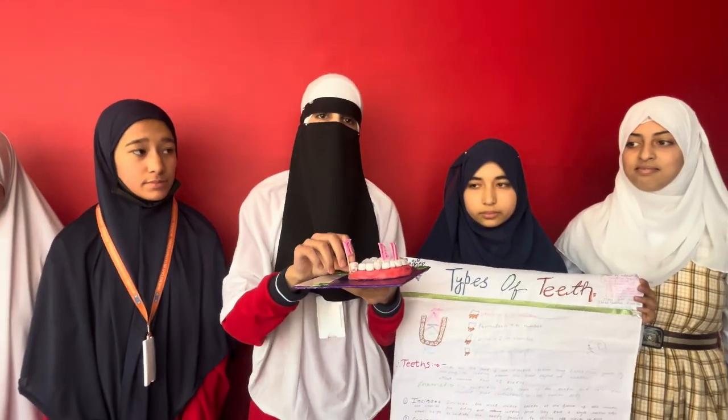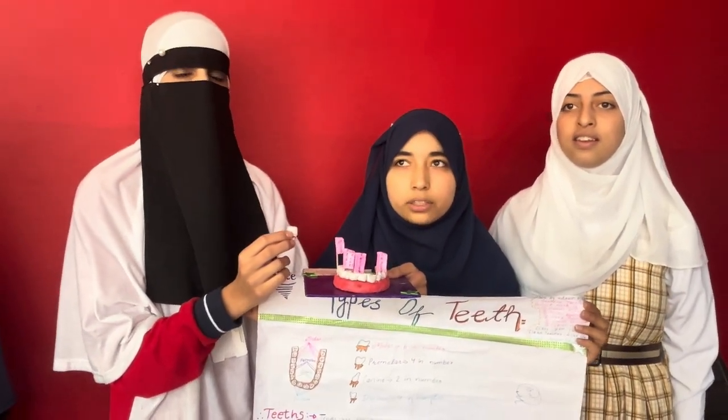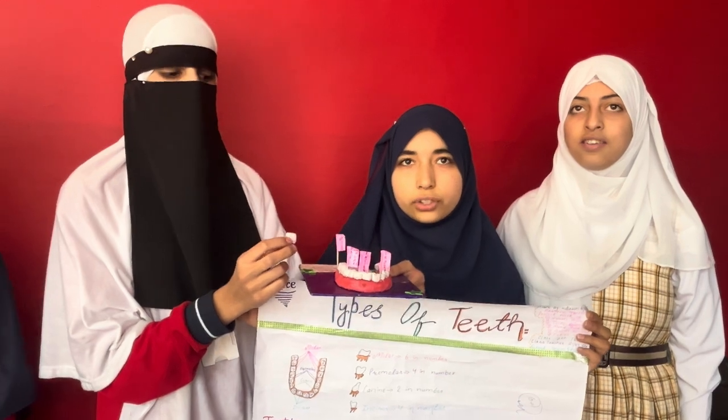Fourth and the last one is the molars. Molars are the large flat teeth located at the back of the mouth. They play a role in grinding and crushing food.